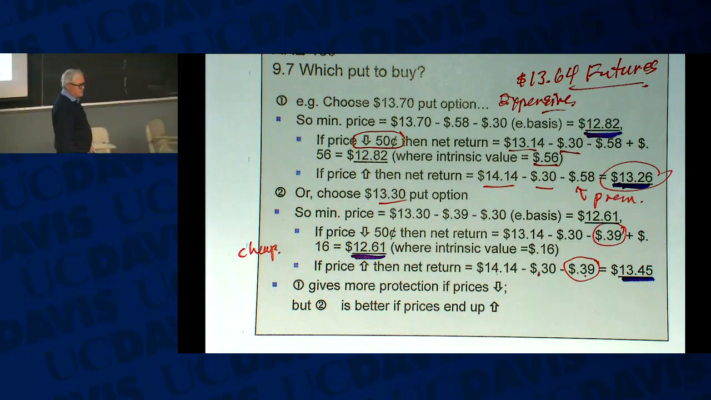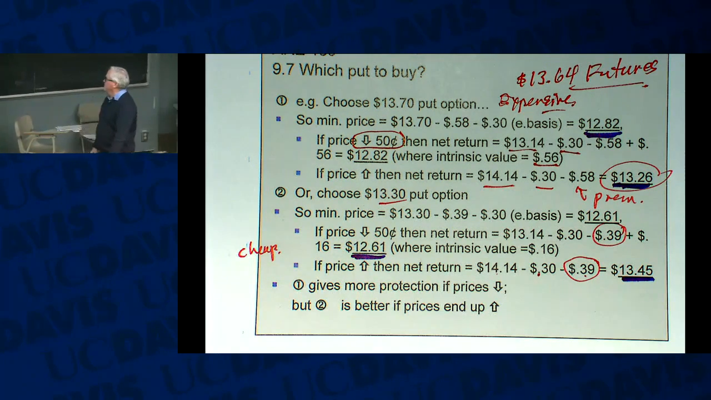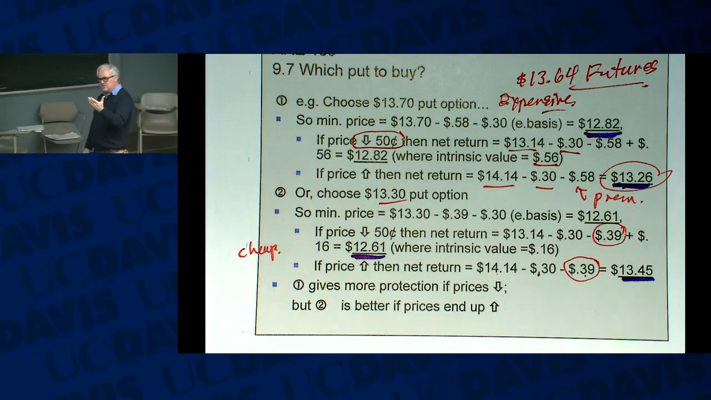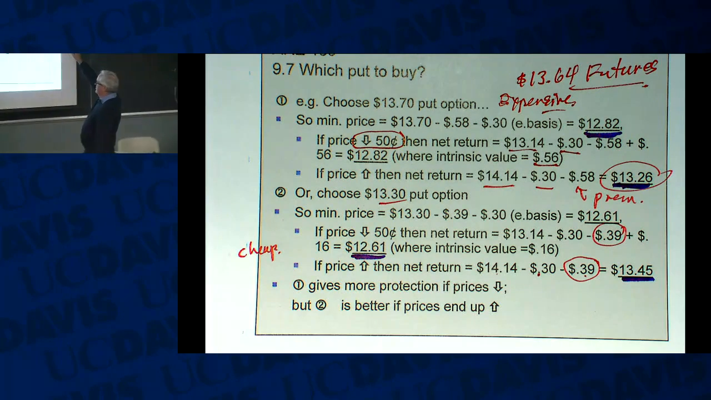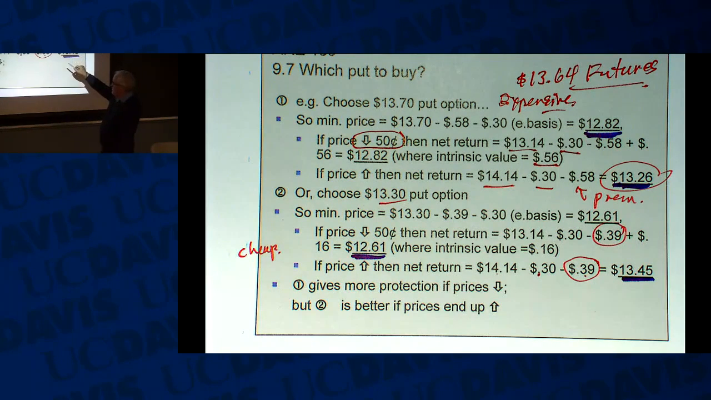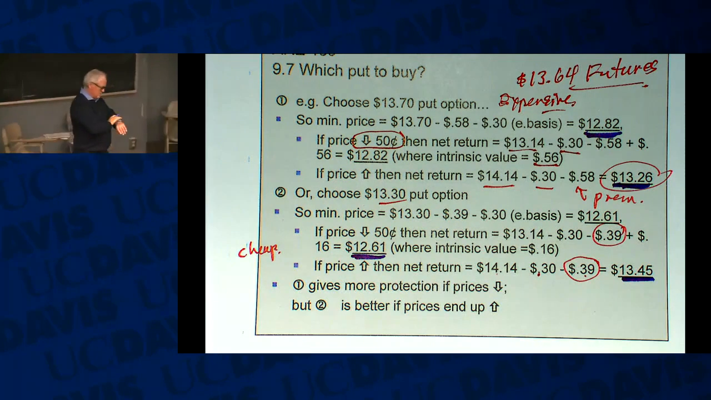If you tell the producer to buy the expensive option, well, then they get more protection if price does move against them, but their return is less if the price goes in a favorable direction. So one gives more protection. Up top, you get more protection if prices fall. Down here, your net return is higher, it's 13.45 versus 13.26 if prices end up increasing. Any questions on this?